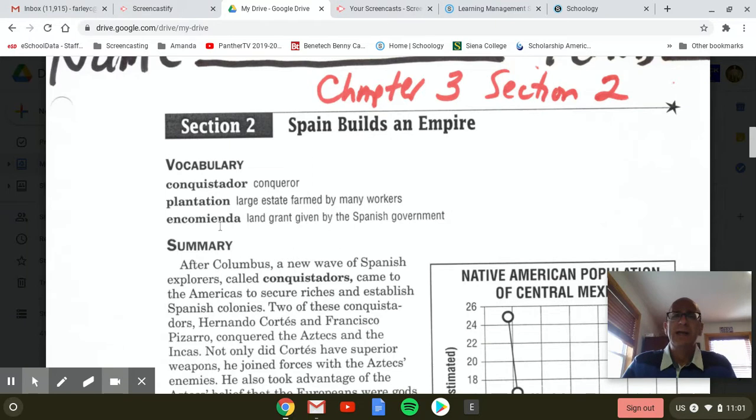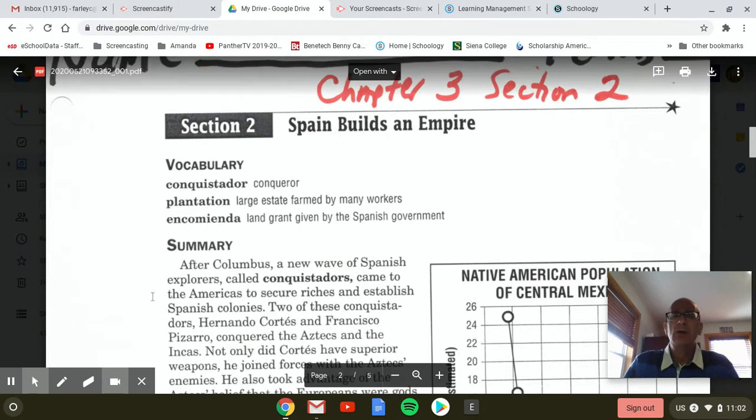And finally, encomienda is a land grant given by the Spanish government, which basically allowed Spanish explorers and settlers to demand taxes and labor from Native Americans that they came into contact with. So 3 of the 9 words there: conquistador, plantation, and encomienda. The 9 total words that appear in this deck, again, can be found on your Quizlet deck. And please make sure you should be studying your Quizlet decks 5 to 10 minutes each night for each deck that you've been assigned for that week.